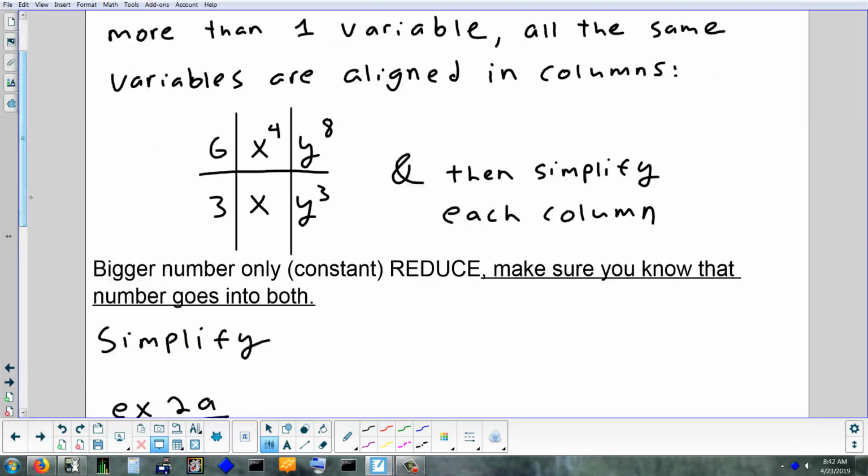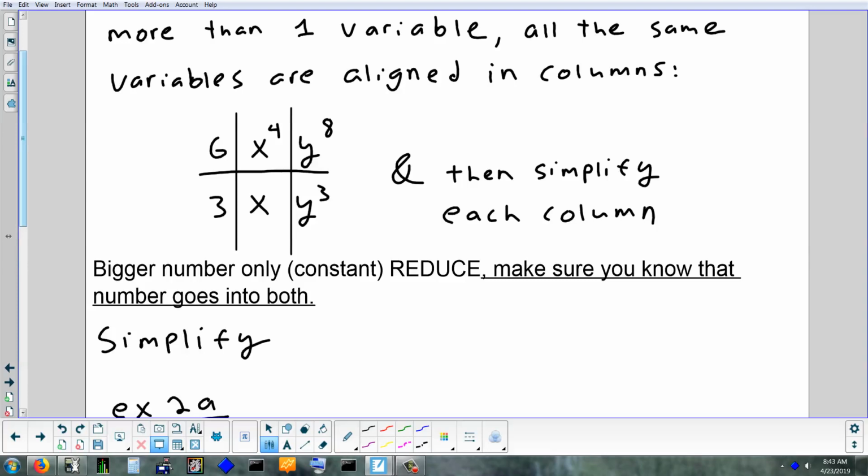And like we said, the 6 and the 3, those are constants. They can't change. We could plug a number in for x, we could plug a number in for y if we wanted to. But the 6 and the 3 won't change. 6 is 6, 3 is 3. If I was going to reduce those whole numbers, the 6 and the 3, what would it reduce to? I don't really care about the x's and the y's right now, but if I had to reduce the 6 and the 3, what would it reduce to?